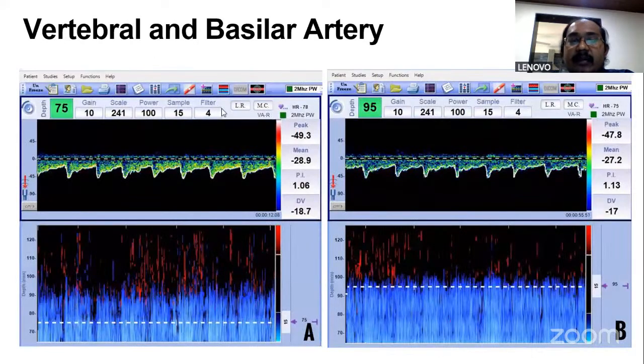In the subsequent images, you would see that at the transforaminal window, we got a spectral waveform which is below the baseline, occurring at a depth of 75 mm, with a mean flow velocity of around 29 centimeters per second. So we take this as a vertebral artery. Whereas in the second image, you see a similar spectral waveform with flow below the baseline, but it is happening at a depth of 95 mm. So the second image is a basilar artery.